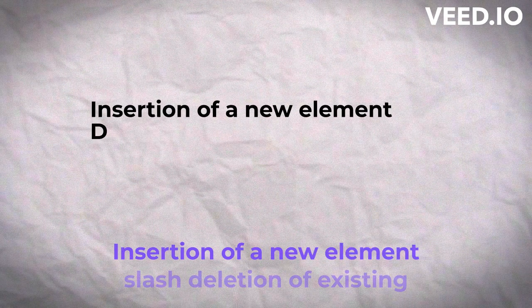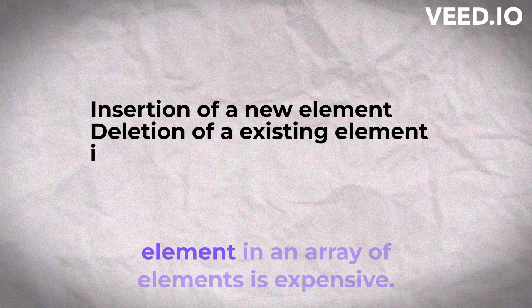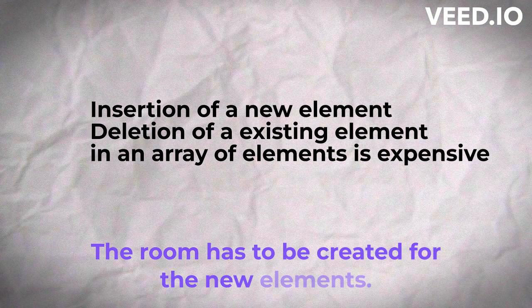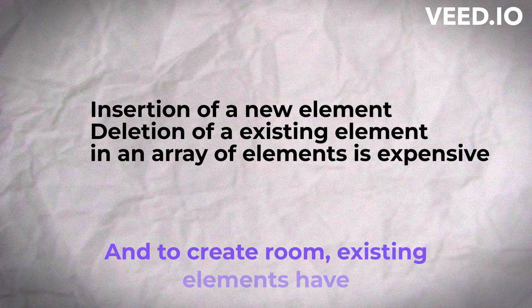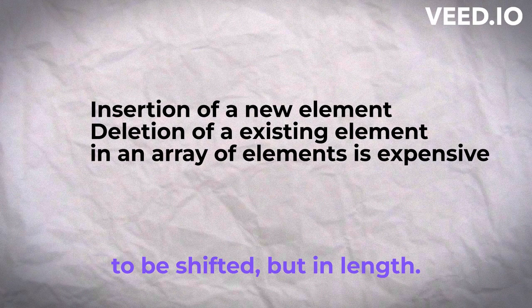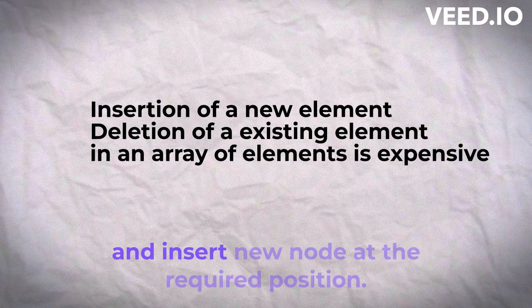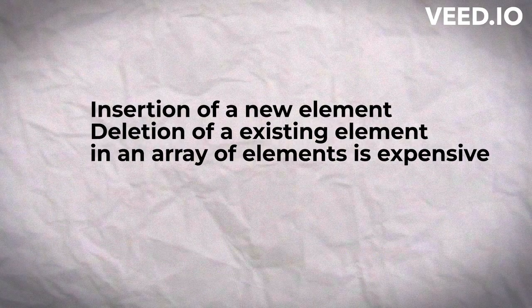Insertion of a new element or deletion of an existing element in an array is expensive. Room has to be created for the new elements, and to create room, existing elements have to be shifted. But in a linked list, if we have the head node, then we can traverse to any node through it and insert a new node at the required position.